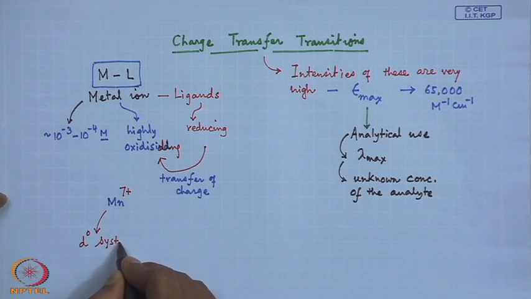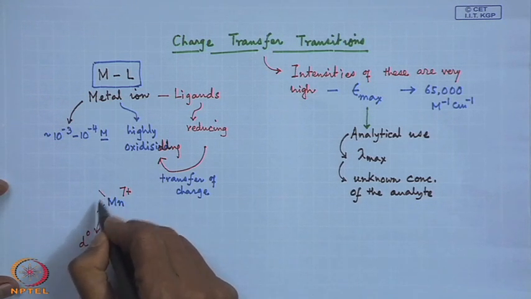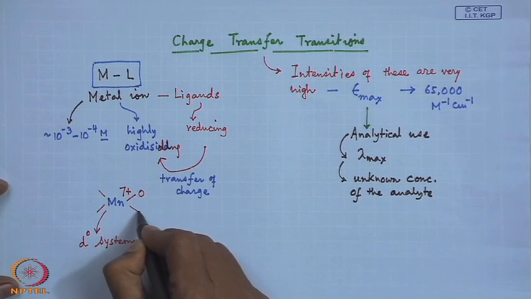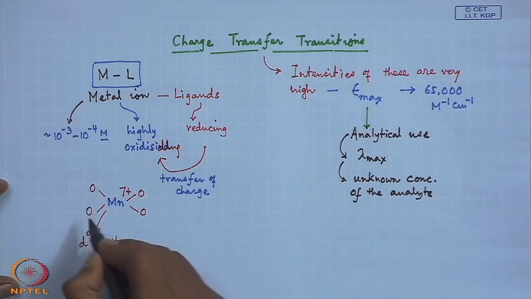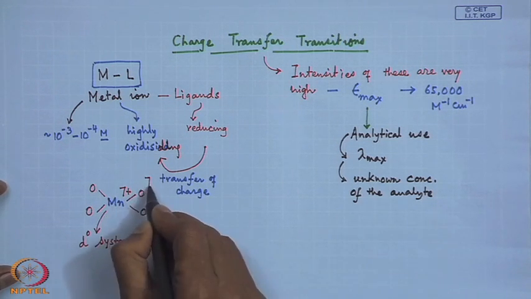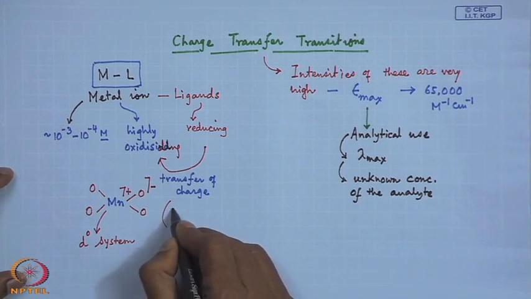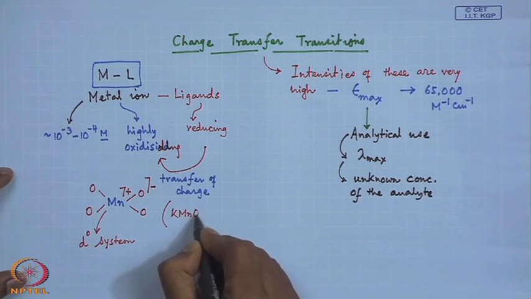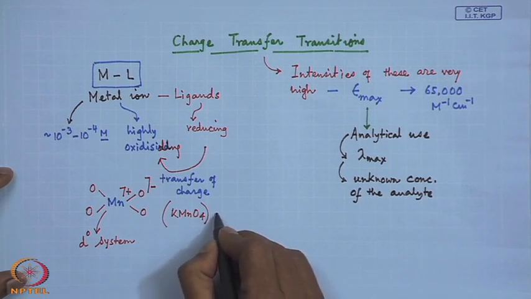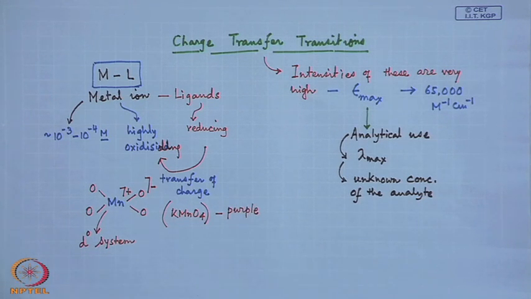So, for a d0 system, how can we get that? If we have 4 oxygen ligands surrounding this manganese center, that means MnO4, since it is in the +7 oxidation state, the overall charge would be minus. This species is present in potassium permanganate, and this potassium permanganate is purple in color, and in the solid state it is also colored.